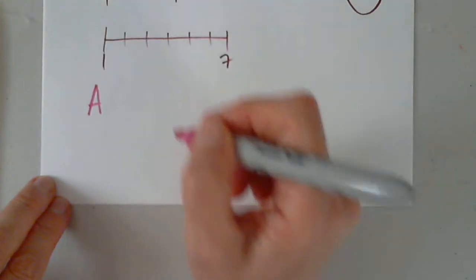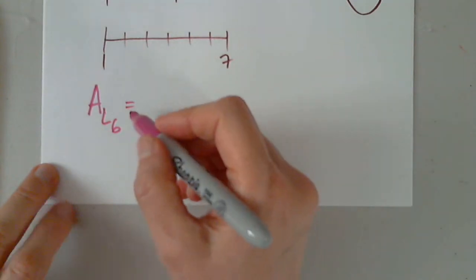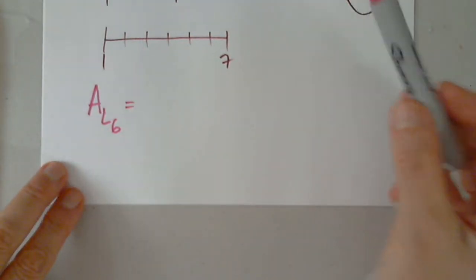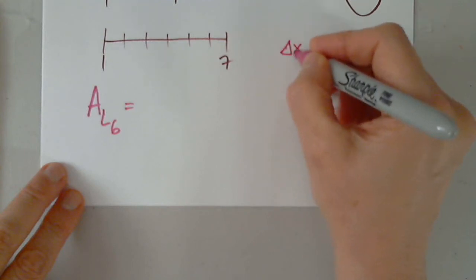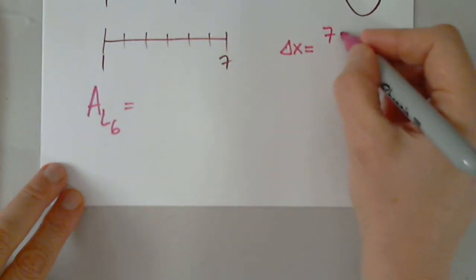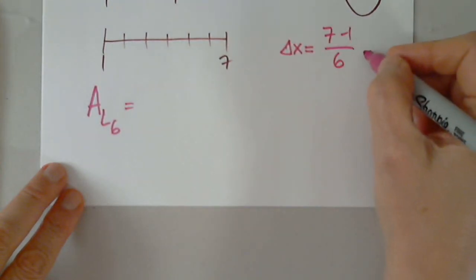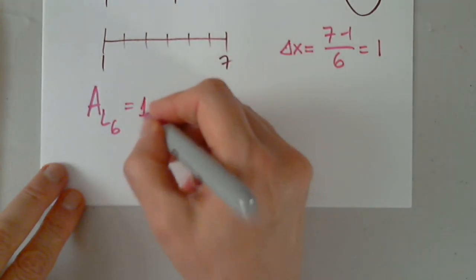Okay, I'm going to use the left endpoints with 6 subintervals. That will be the width of the interval, so delta x will be 7 minus 1 divided by 6. So that's 6 over 6, which is 1. I will pull it in front.